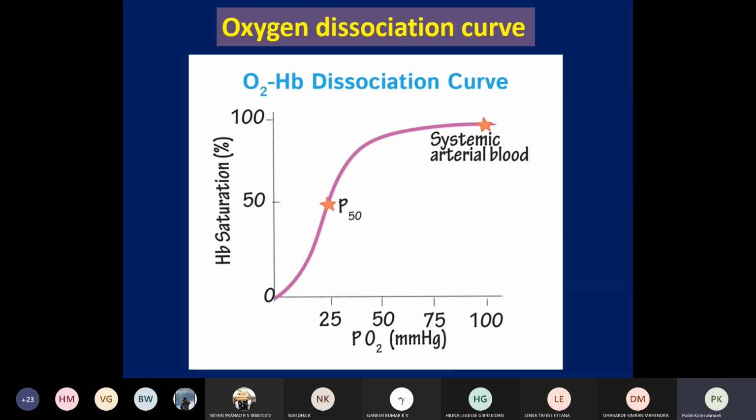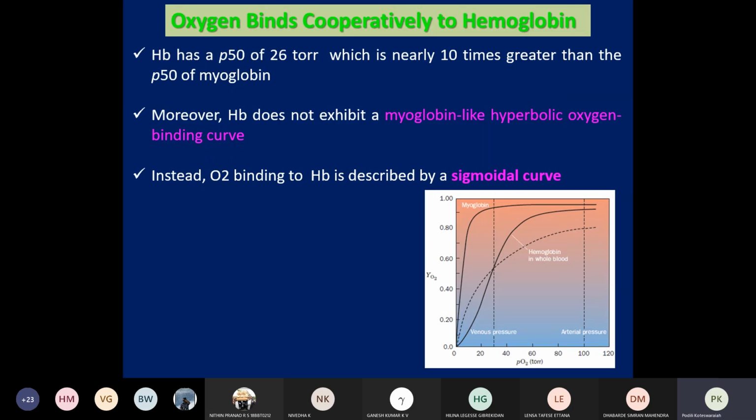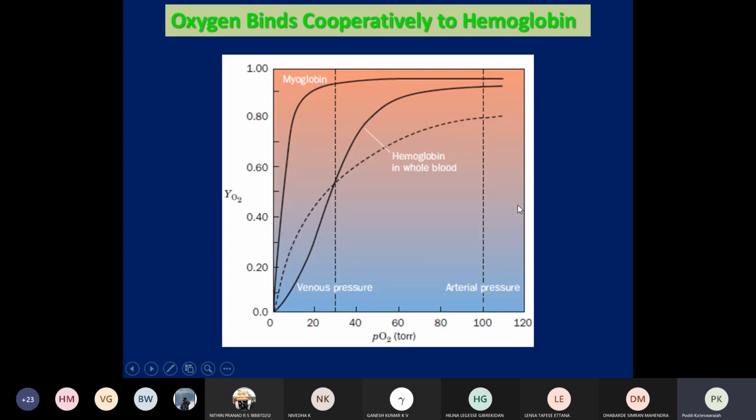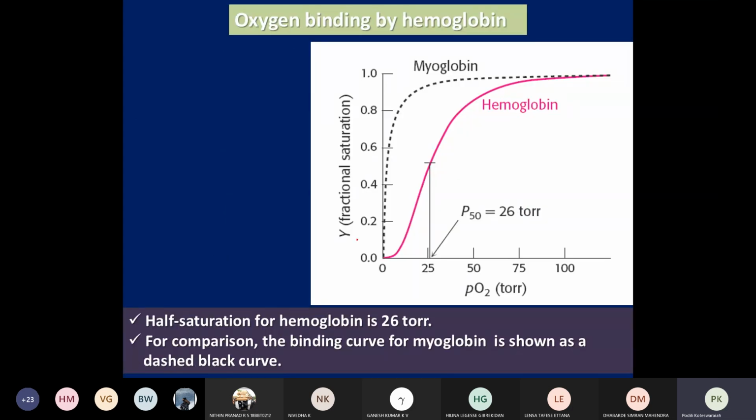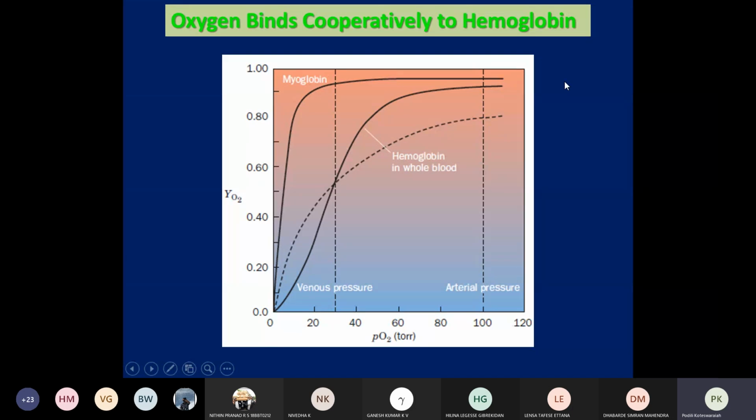So now coming to the O2 dissociation curve. For hemoglobin it is sigmoidal. You can see here the O2 dissociation curve for hemoglobin is a sigmoidal, S-shaped curve, whereas for myoglobin it is a hyperbolic curve. This we will tell you later, and why the difference.